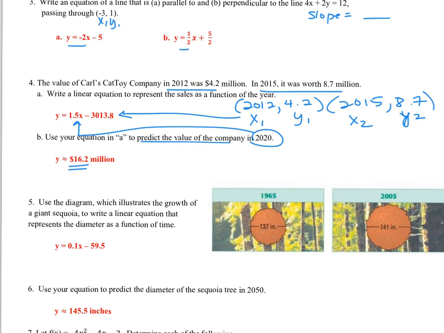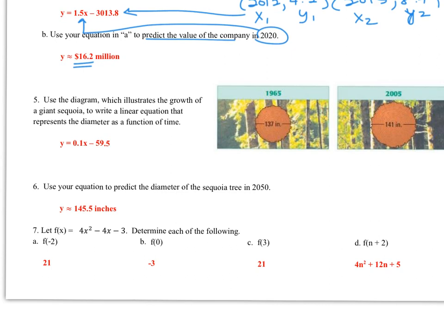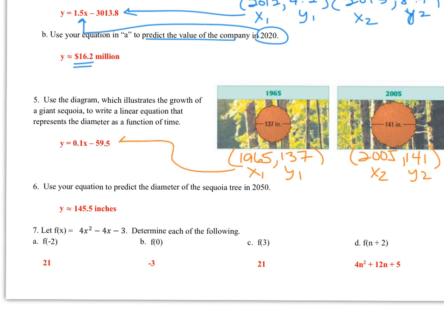In 1965, the sequoia tree had a diameter of approximately 137 inches, and in 2005, the diameter increased by 4 inches to about 141. So again, here you'd have 1965, that's the year. What are we comparing? Diameter. And then in the year 2005, there's a change in that diameter. And there's your x1, y1, x2, y2. Find the slope, plug it into point slope form. That gives you the model as the diameter as a function of time.